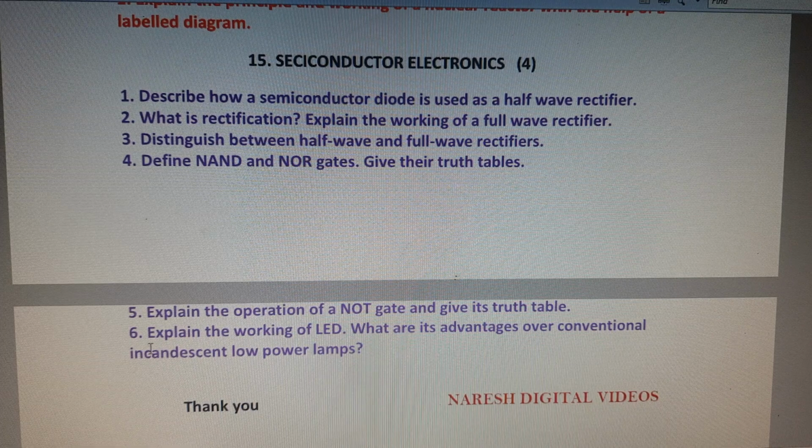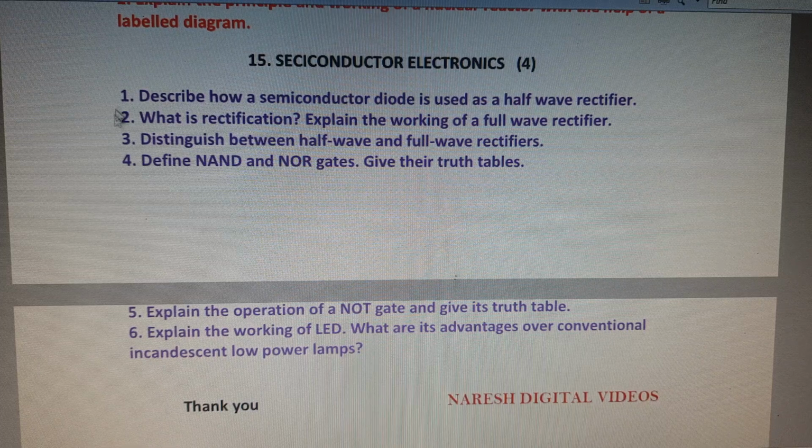And the last one: explain the working of a flood lamp. What are its advantages over a conventional incandescent low power lamp? So in these six questions, the first three questions are the half-wave rectifier, full-wave rectifier, and differences between half-wave and full-wave. So these three questions are very important questions.